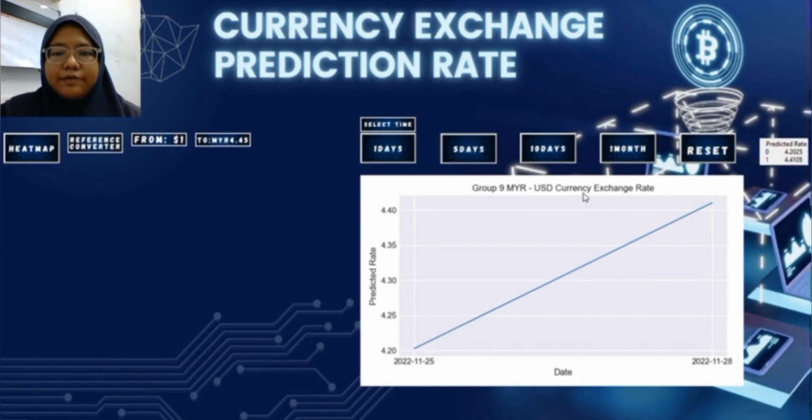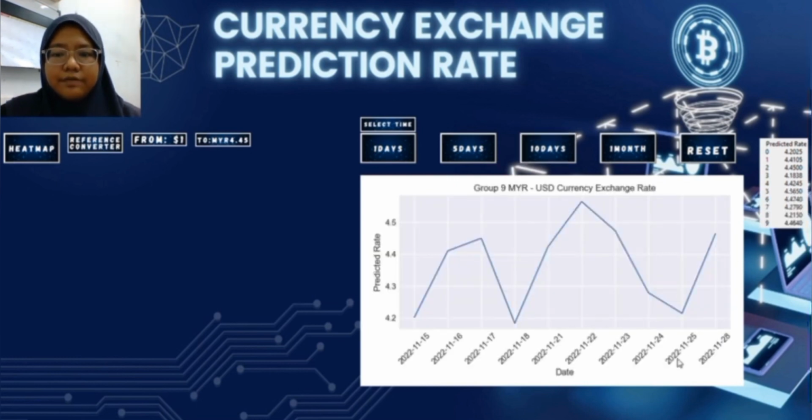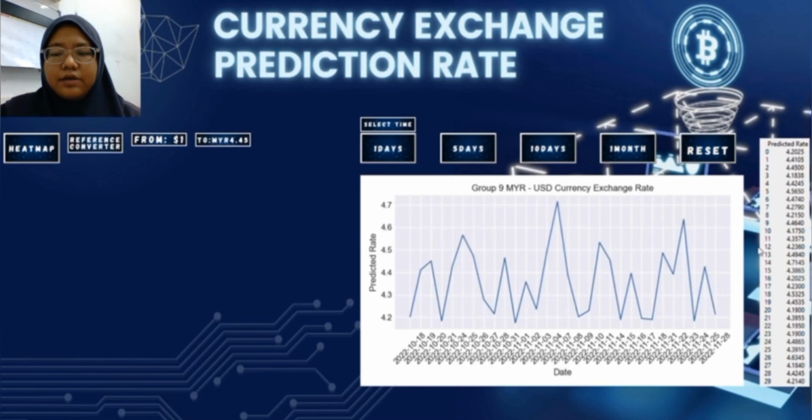For the 5 days, this is our predicted rate on our currency. And this is for our 10 days. And this is for the currency predicted rate within 1 month. On the Y level here, we have the predicted rate, and on the X level here, we have our date.